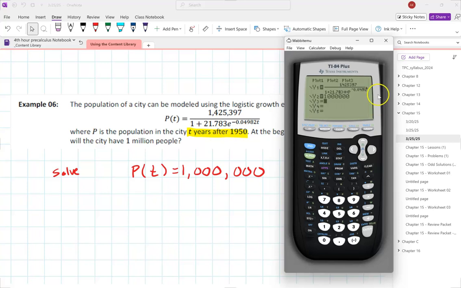So now I'm going to set my window. Again, we're talking about population and time. My x minimum should probably just be 0, right? Now, I have no idea what the initial population was. I mean, I could compute it, I guess, if I really wanted to by plugging 0 in for t. But I'm just going to take a guess as to how many years after 1950 before this thing hits 1 million people. I don't know, like 100 years or something? Just giving it a guess.